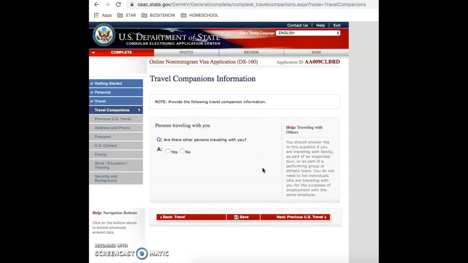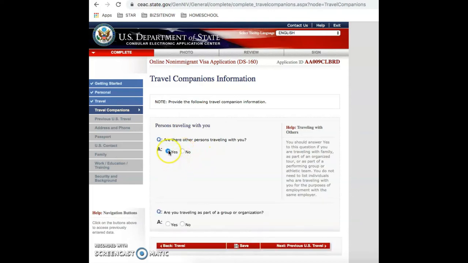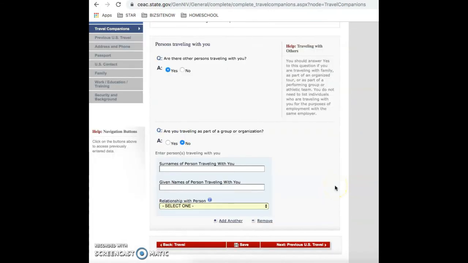So are there other persons traveling with you? Siguro more than 50% may kasama. Pag if wala, just click no. If may kasama, just click yes. So, tatanungin, are you traveling as part of a group or organization? You click yes if you are.